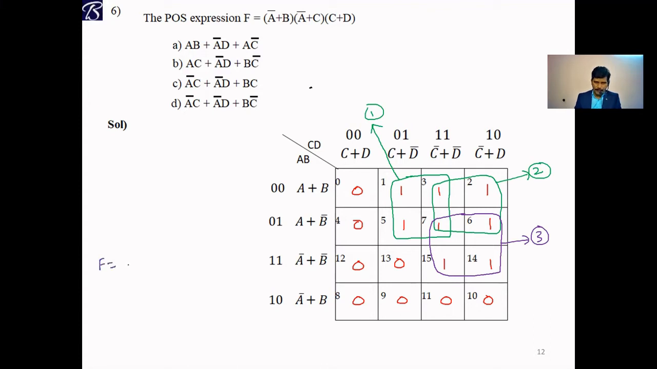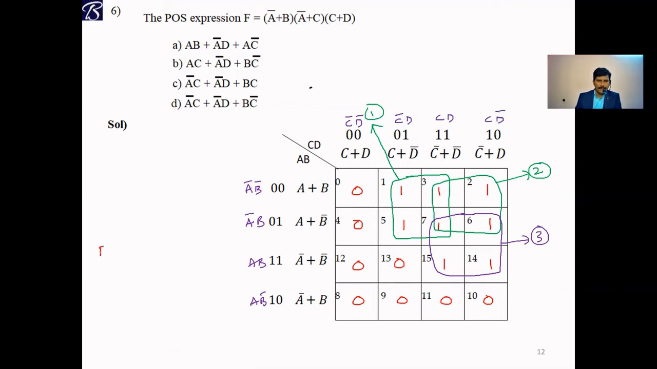in SOP form. What is the indication here? In SOP form, 0 indicates complement and 1 indicates uncomplement. So this is A bar B bar, this is A bar B, A B, A B bar. In the same way, C bar D bar, C bar D, C D, C D bar.